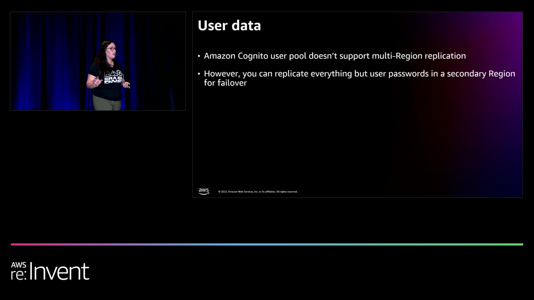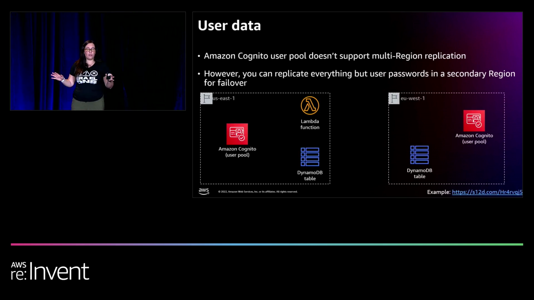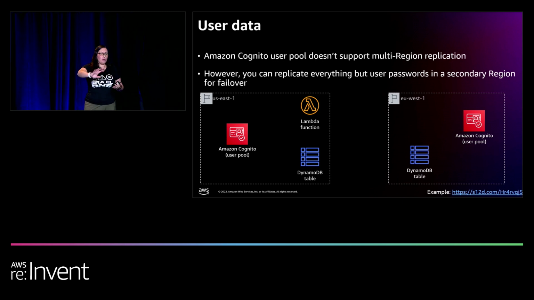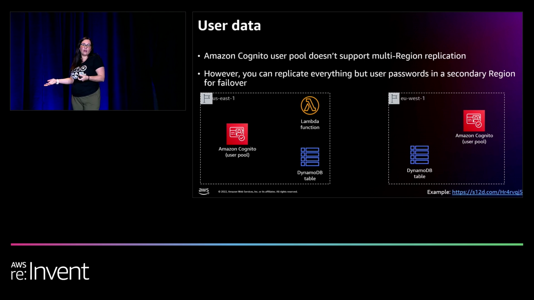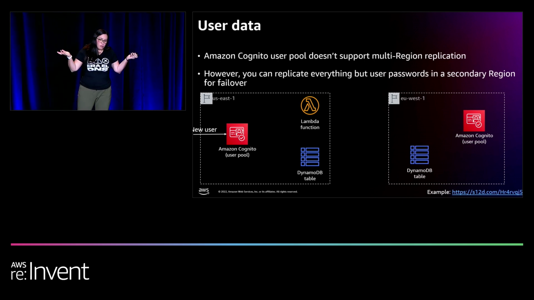The first thing is you can replicate everything in Cognito, except the passwords. So that's fine. And in the case of a failover, when something explodes, what you will need to do is your users will need to go in and create a new password. So it's not a big deal. It would be nice if it were multi-region, but it's not.